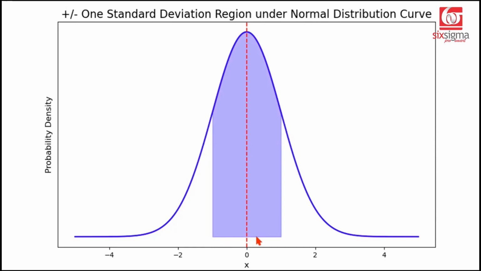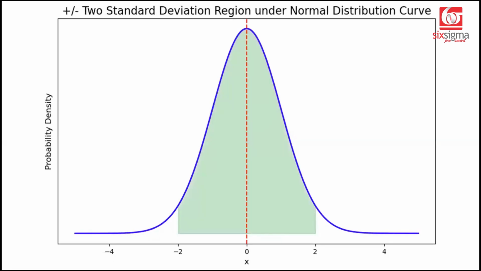Remember, you're not moving the mean, you're moving under the curve away from the mean. If you move the mean itself, the curve will shift. But if you move a certain distance away from the mean, you're still covering some distance on the x-axis, which forms an area. Now, this area empirically has been observed to be 68.26% for plus minus 1 standard deviation from the mean.